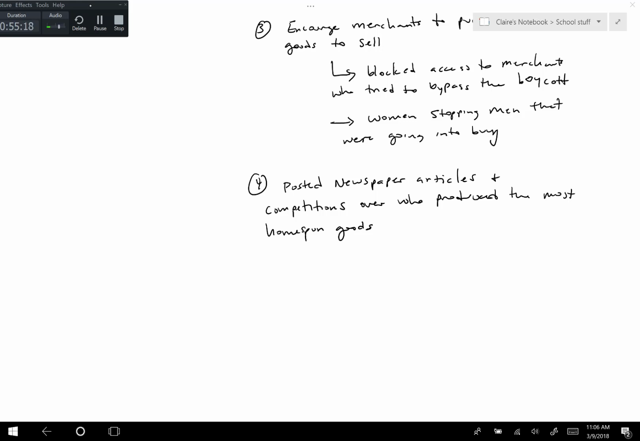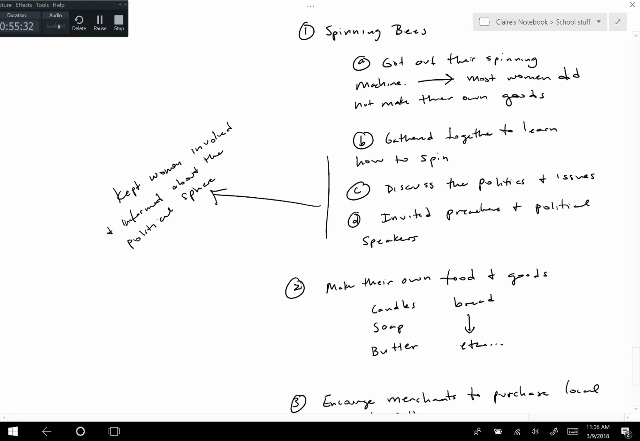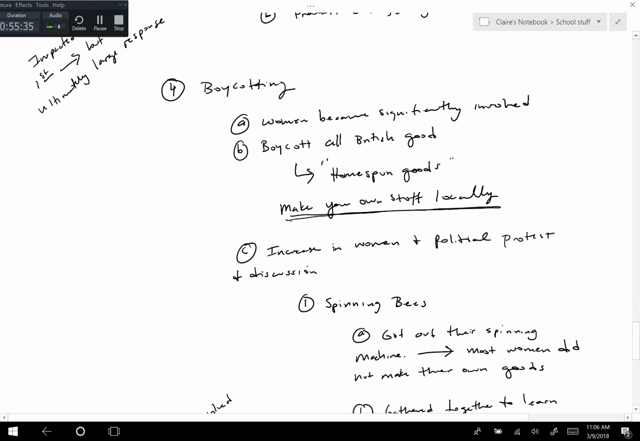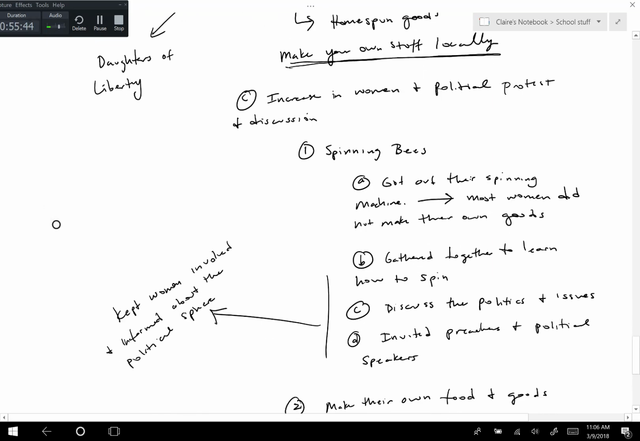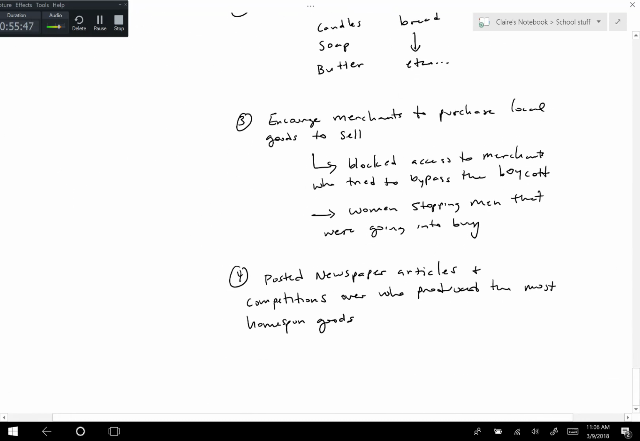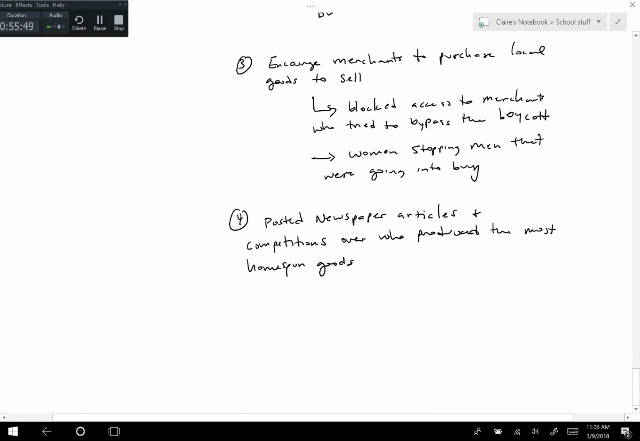It certainly spread awareness of what was going on. Women actively are then getting involved in talking about it. The Sons of Liberty certainly jumped in there. This boycott creates the Daughters of Liberty. Now, the Daughters of Liberty are not as radical as the Sons of Liberty were, but they certainly now are saying that we have a stake and involvement within this boycott as well.